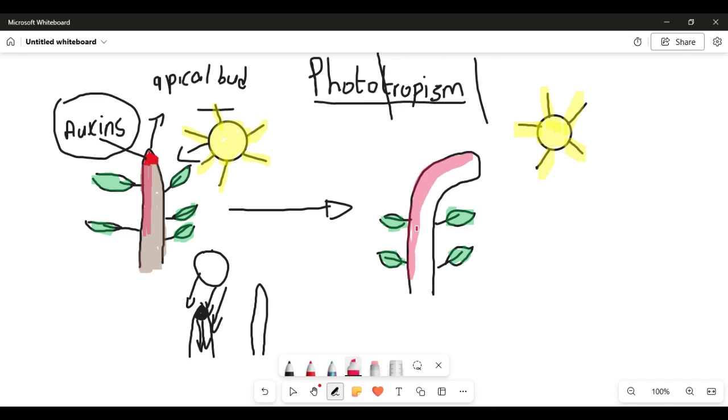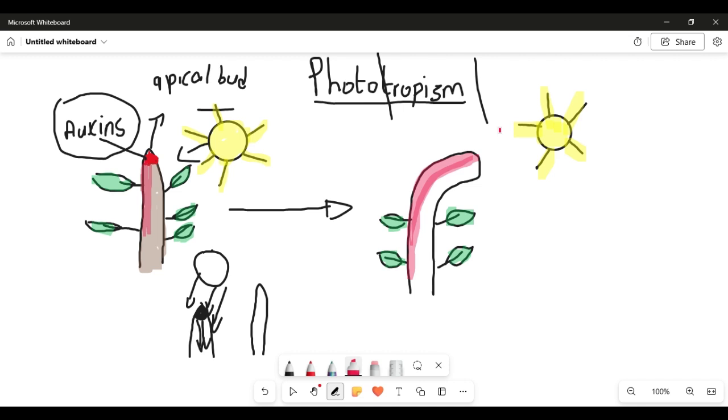Because the darker side is growing more than the lighter side, it will cause the stem to bend towards the light. Does that make sense? I hope that makes a lot of sense. So that's phototropism. Phototropism is just when a plant bends and responds to light. So it bends towards the light. When a stem bends towards light, we say that it's positively phototropic. So a stem is positively phototropic. Okay, I hope that makes a lot of sense.